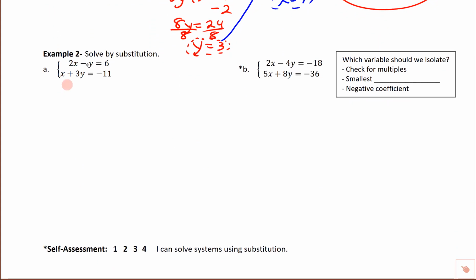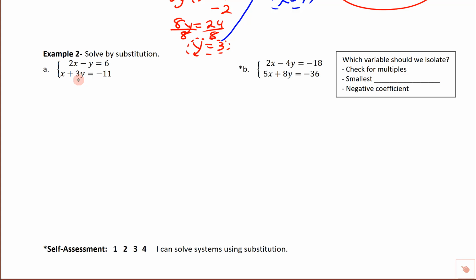On this one, step 1 isn't done for us. You'll notice that none of these variables are by themselves. The x and y are together on this one, and the x and y are together on this one. So we need to choose one of these 4 variable terms, either the 2x, the negative y, the x, or the 3y to get by itself.